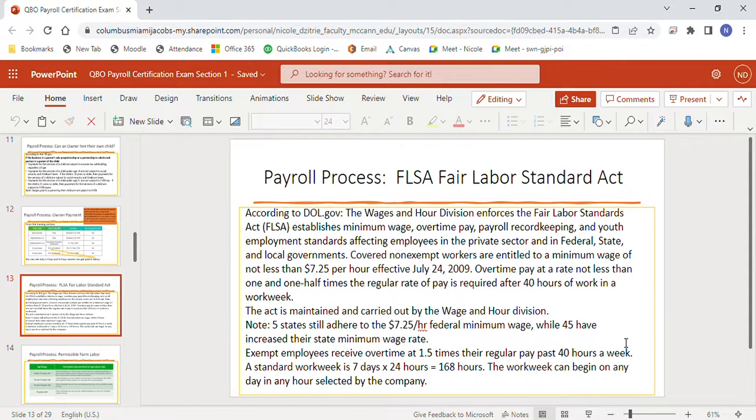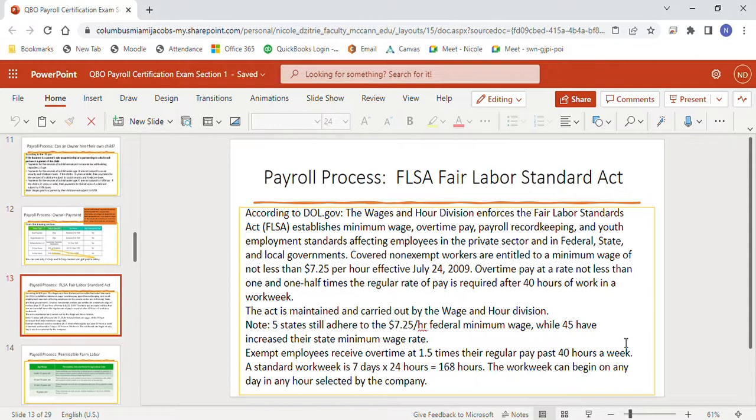So what happens is the state takes precedence. I'll give you an example, and it could be municipalities as well. I know New York City, because I'm right here, their minimum wage is $15 an hour. So that means anyone that lives or works within New York City has to get paid at least $15 an hour, because state or local municipalities supersede the federal.